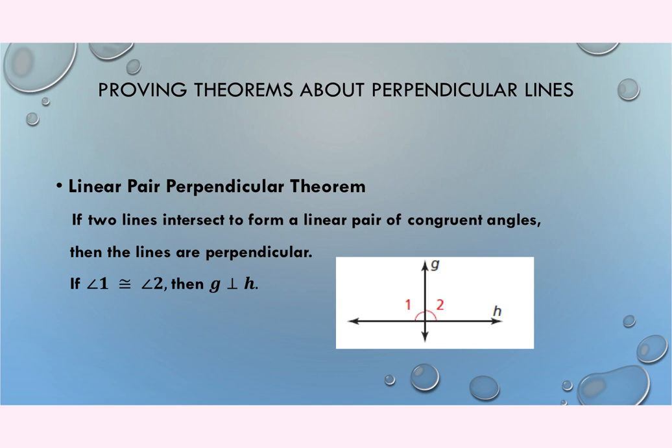So proving theorems about perpendicular lines, here's one theorem that we can use, the linear pair perpendicular theorem. If 2 lines intersect to form a linear pair of congruent angles, then the lines are perpendicular. So if I have 2 lines, like here, and they intersect to form two congruent angles, this one is congruent to this one. If you think about it, the two angles would form 180 degrees. If they're congruent, I would cut the 180 in half. That's 90, and because it's 90, it means it's perpendicular. This just says it all in one. So linear pair perpendicular theorem.